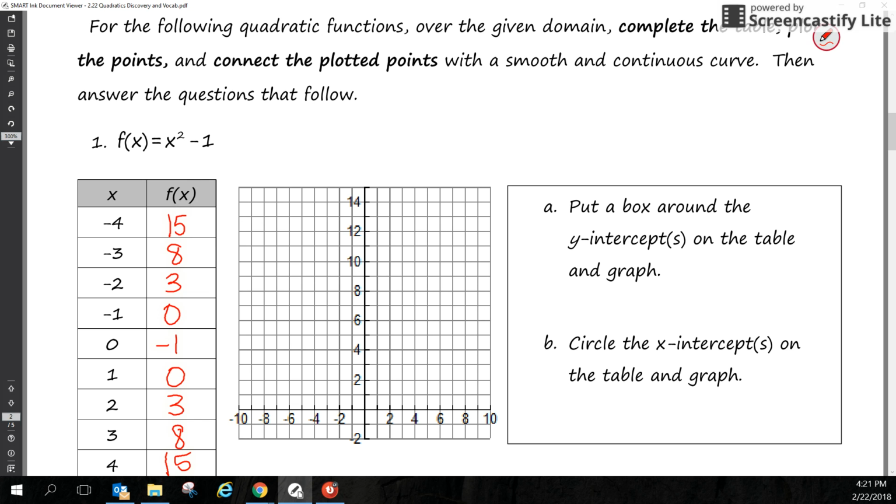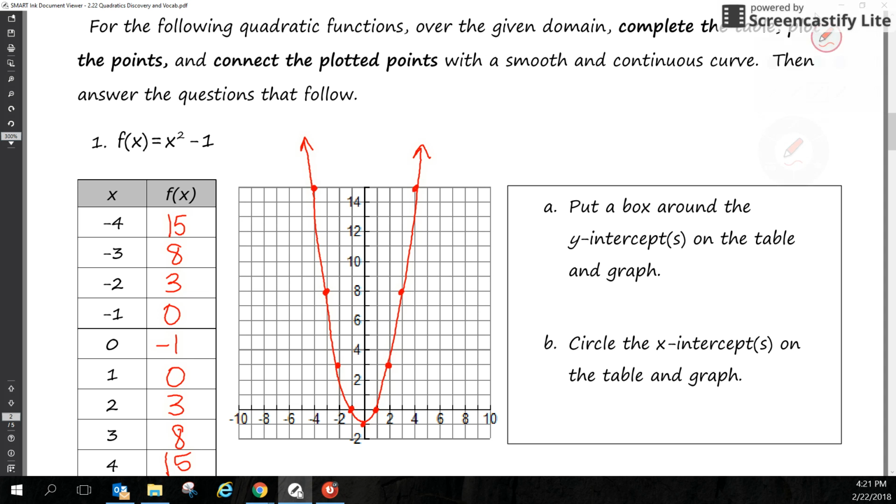All right, so my first point is negative 4, 15. And then I've got negative 3, 8. And then I've got negative 2, 3. Negative 1, 0, 0, negative 1, 1, 0, and then we're back up. 2, 3, 3, 8, and 4, 15. Here we go. Connecting our dots. The name of this guy is a parabola. All these U-shaped graphs are called parabolas.